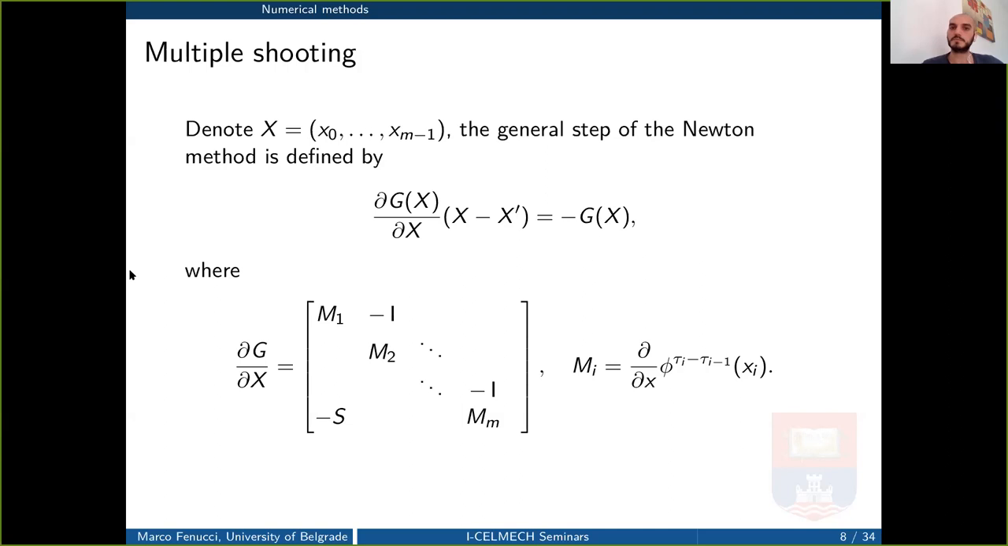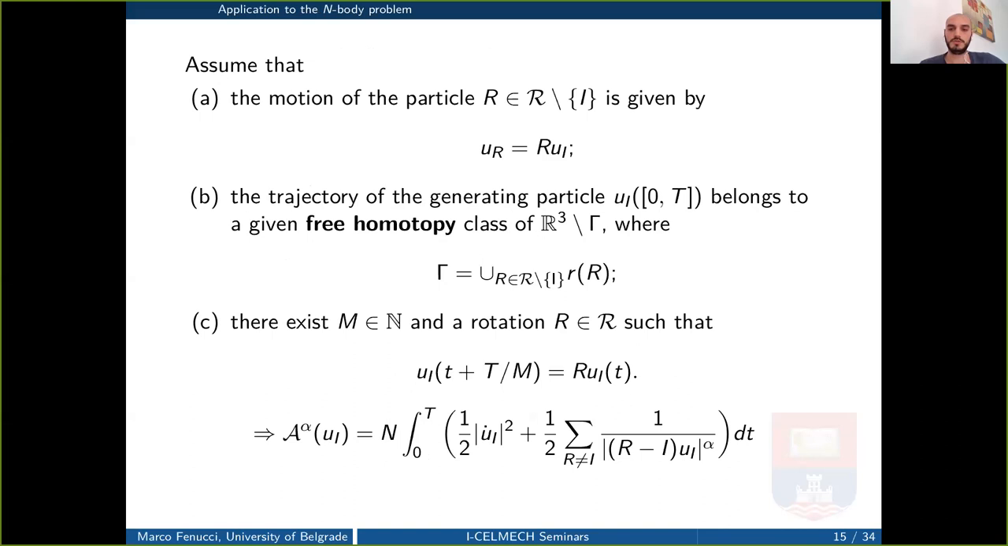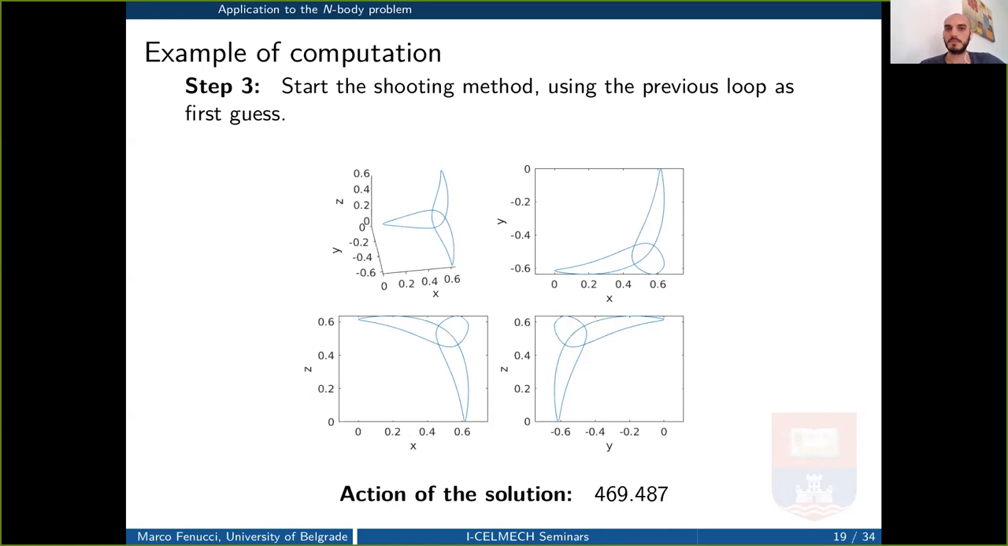Okay, I see. And then for this small n, M, that you have in this slide, I guess it's the number of shootings. Yes, it's the number of shooting points, and this is up to you. You can use whatever you want. But what kind of values, just to have a flavor? For this orbit that I showed here, I used like 10 shooting points. But you can use more, you can use less.